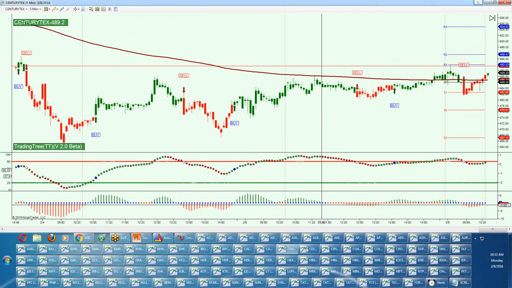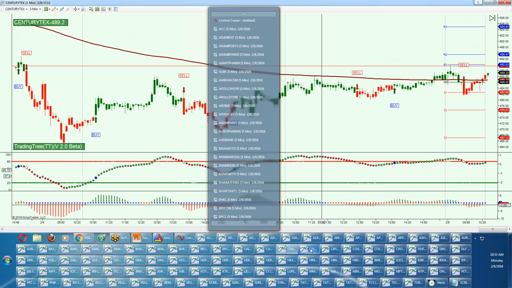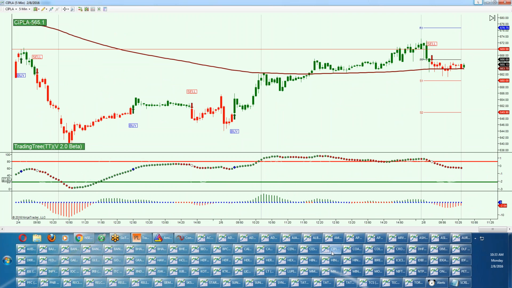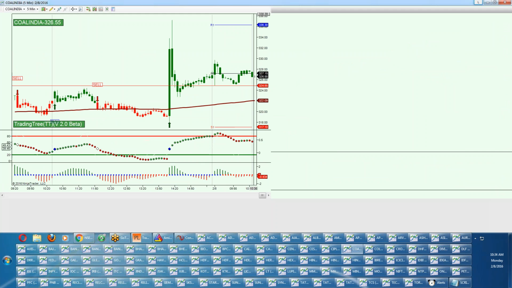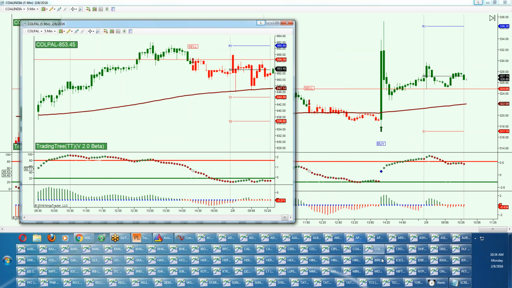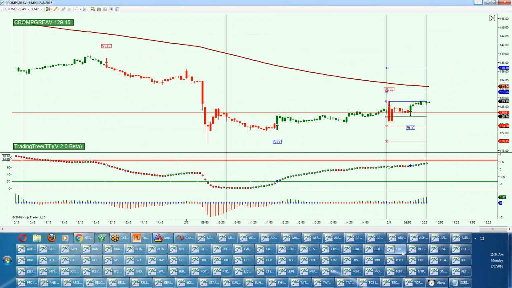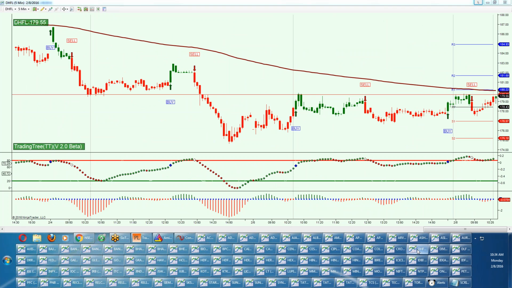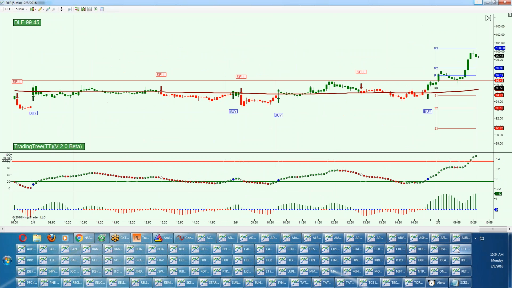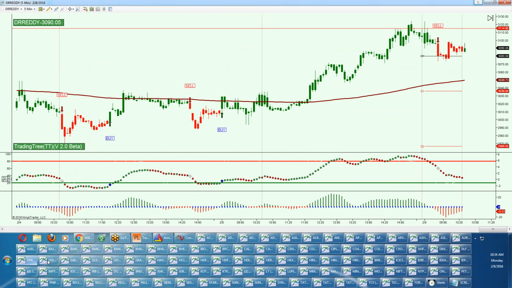Century Textiles, the sell has not triggered. We should be getting a buy there again. That's CSE. Cipla, the sell has triggered. It's flat now. That's Coal India, Coal Pal. Crompton Greaves, the buy has triggered. DHFL will get a buy call. Divis is flat. DLF. You can see that Dr. Reddy's, the sell has not triggered.